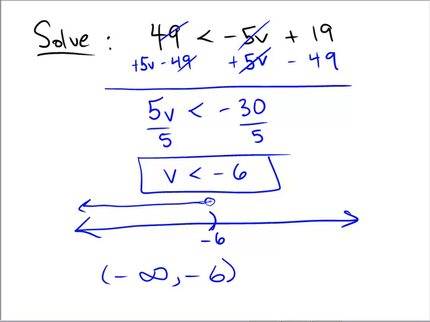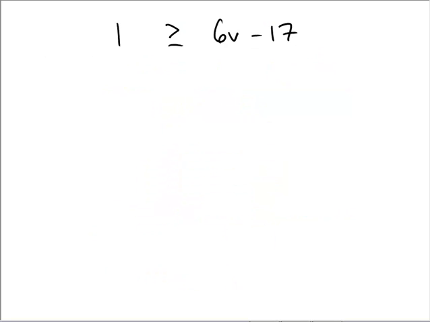So there are a few different ways to be able to visualize and understand and communicate the answer to this problem. So on your own, try this one. 1 is bigger than or equal to 6v minus 17.